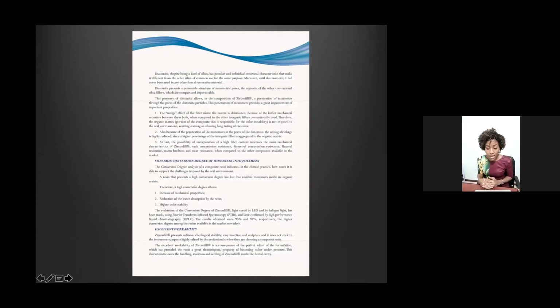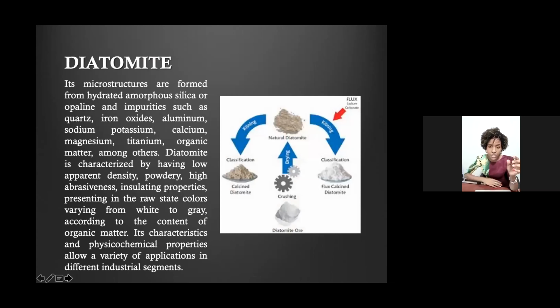That makes it different. Why is this diatomite a little bit different from the other silicas? Because this diatomite has pores, and according to the producer and the makers of diatomite, this is a natural product. We can see in the figure that the natural diatomite is bigger, and this image is showing the transformation of natural diatomite in high temperatures to diatomite powder.